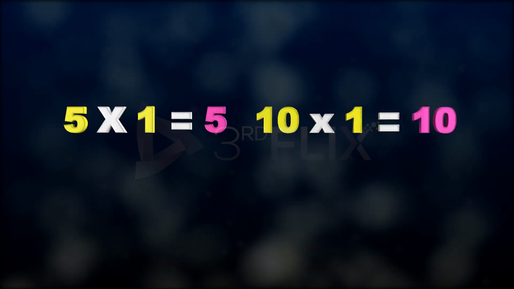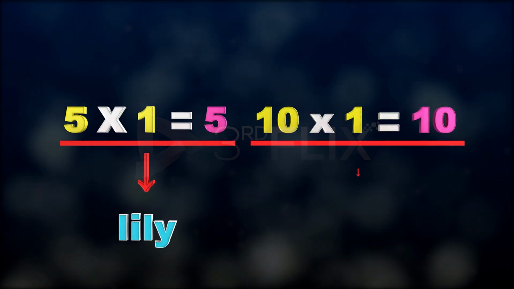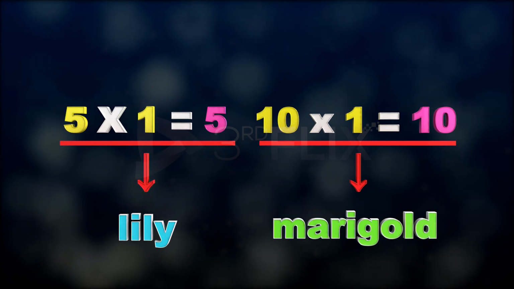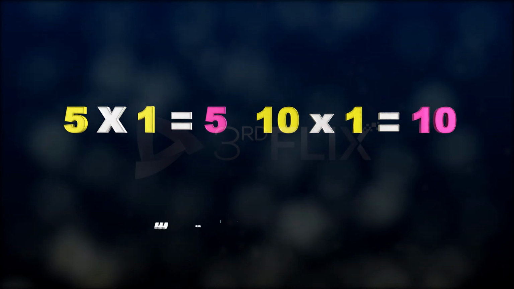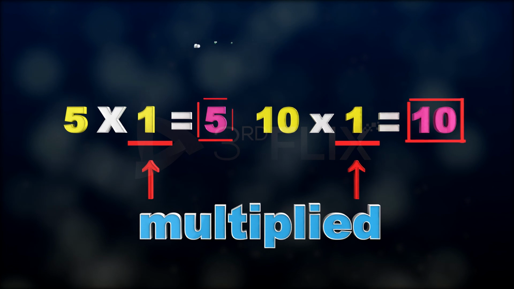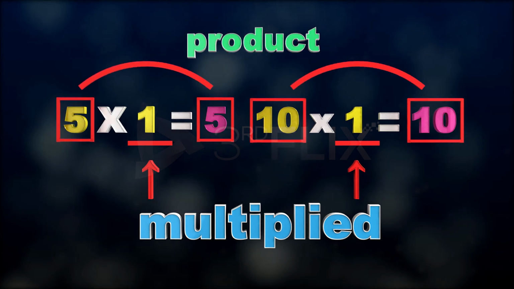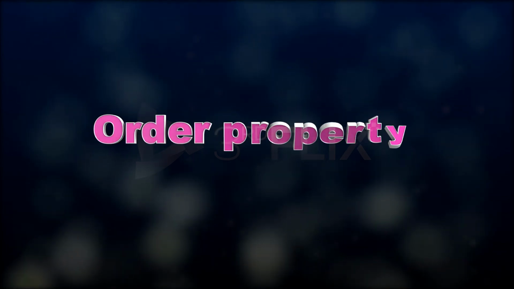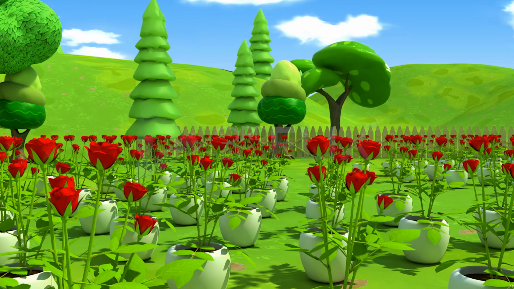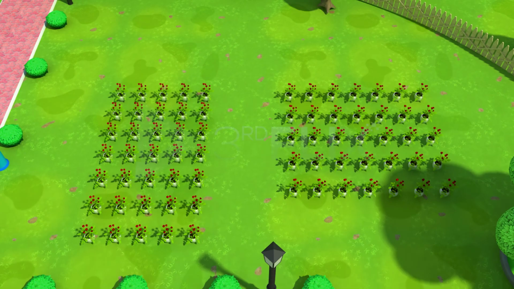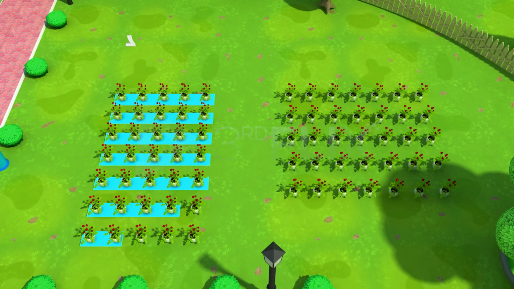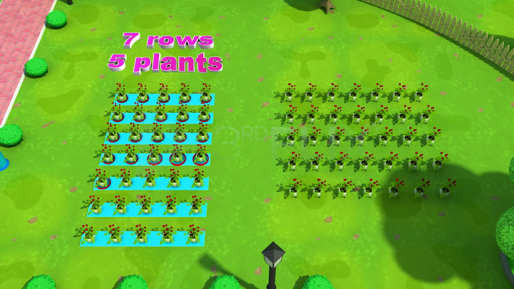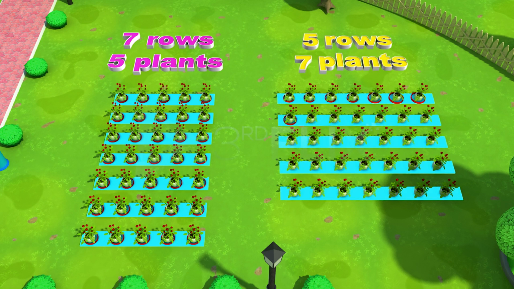What did you observe with the lily and marigold arrangements? When a number is multiplied by 1, the product is the same number. Order property. Let us look at the arrangement of the rose garden. We have 7 rows of 5 plants on one side and 5 rows of 7 plants on the other side. Which side has more plants?